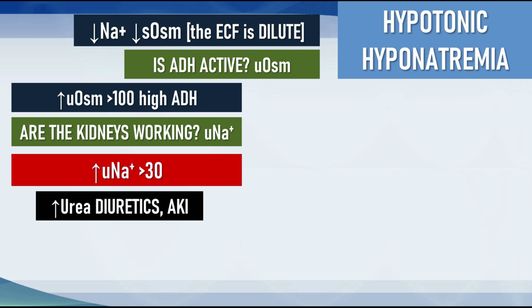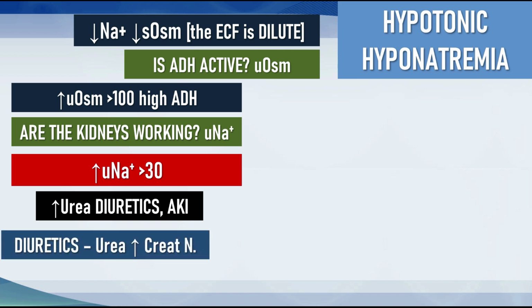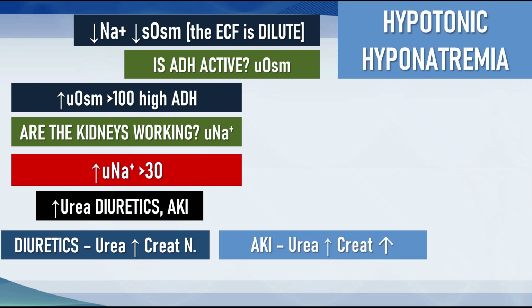If the urea is high, then one of two problems is present. Excessive diuresis, principally with thiazides, in which case the urea is typically high with a relatively normal creatinine, or there is a disease process going on with the kidney, acute kidney injury. In that case, the creatinine is elevated. If the urea and the creatinine are normal, then the patient likely has syndrome of inappropriate antidiuresis, about which more later. But what if the kidneys are working?